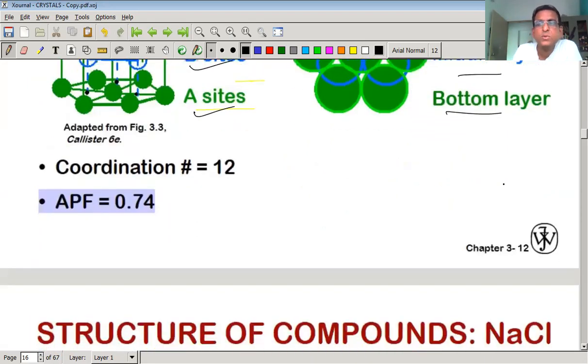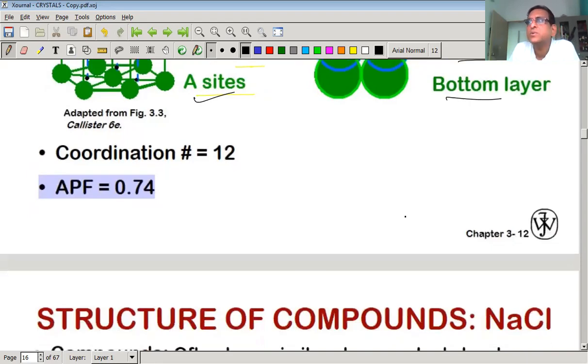So for the time being, we will stop here. And in the next video, we are going to discuss the remaining simple crystal structures. For the time being, let us stop here.